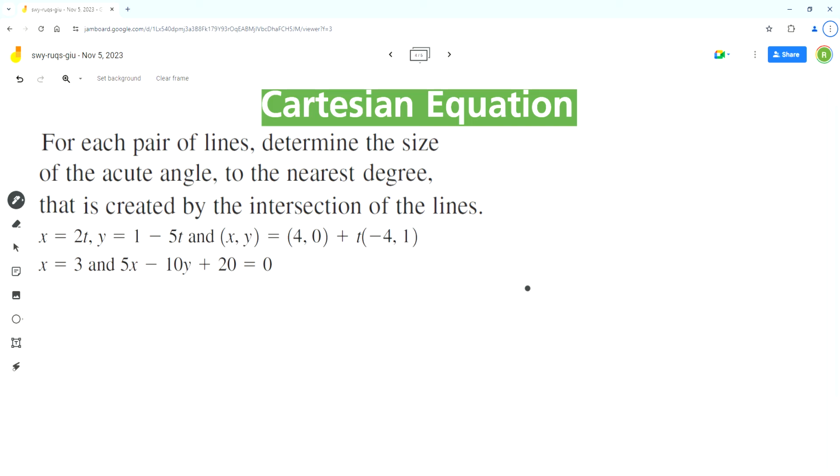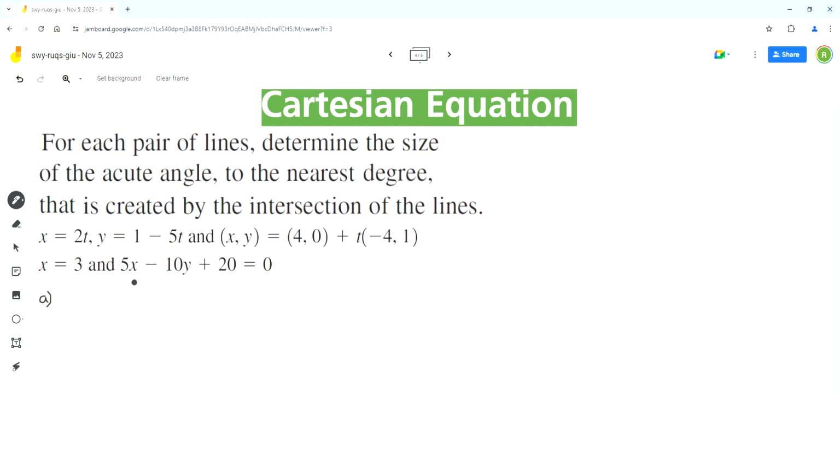So in this video, we'll solve this problem using the concepts of lines. As per the problem, for each pair of lines, determine the size of the acute angle, to the nearest degree, that is created by the intersection of the lines. So let's start with the first pair.